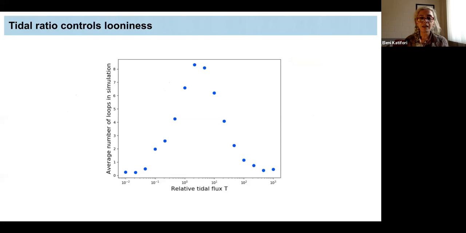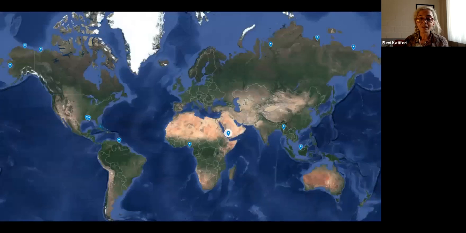And there are many ways one can count loops. In this particular case, we just calculate the average number of loops in simulation. So that's on the y-axis, and on the x-axis is that T number, the relative tidal flux. And you see there is a maximum in the middle, between 1 and 10. Okay, this is fine, this is theory, but we want data.